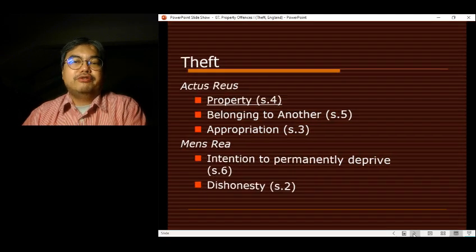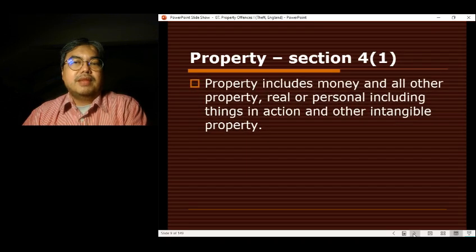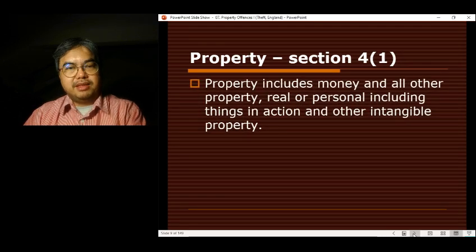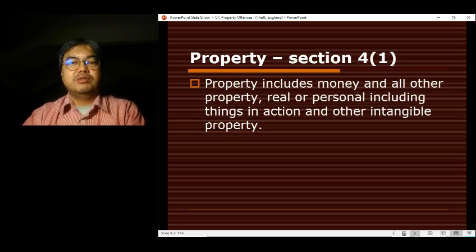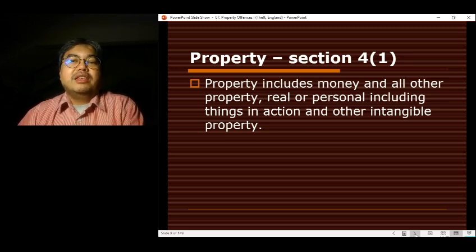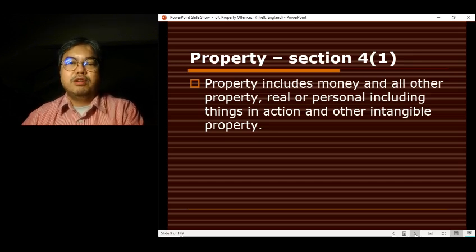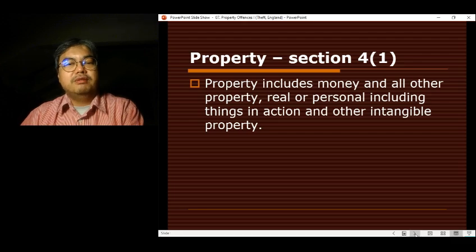So we look at section 4. Now, section 4 provides that property includes money, all other property, real or personal, including things in action and other intangible property. So property is limited to this kind of thing. Obviously, it includes money. And it includes real property as well as personal property. Real property and personal property. And this includes things in action and other intangible property.